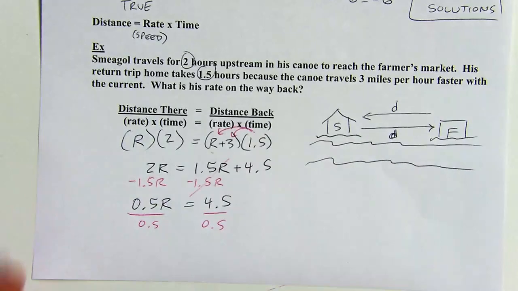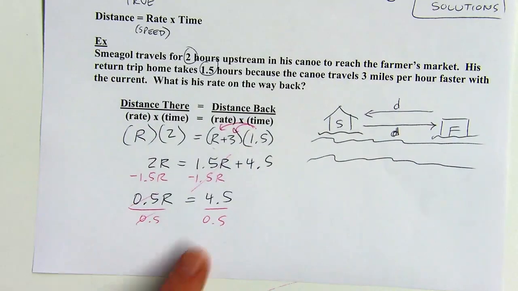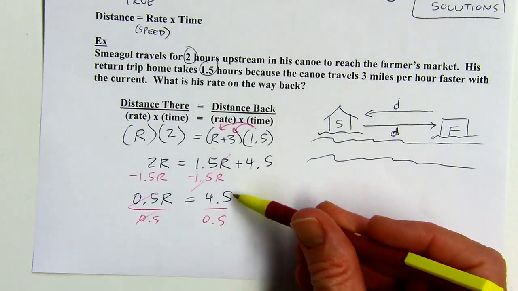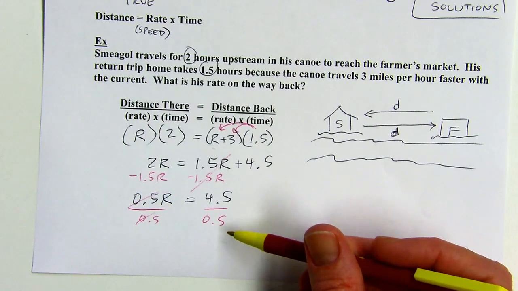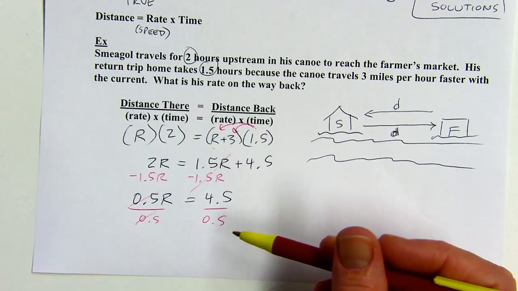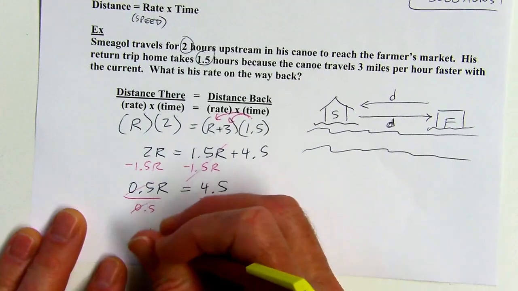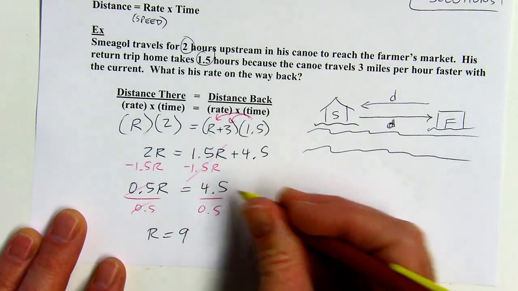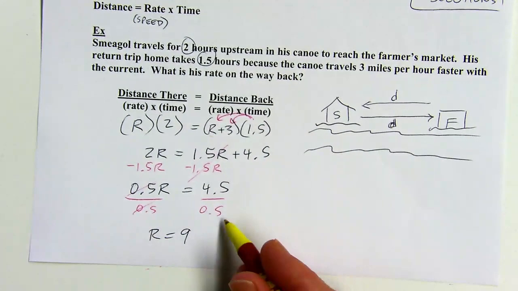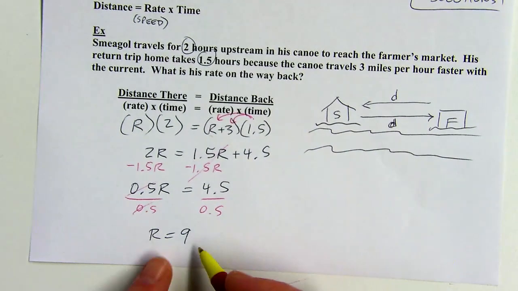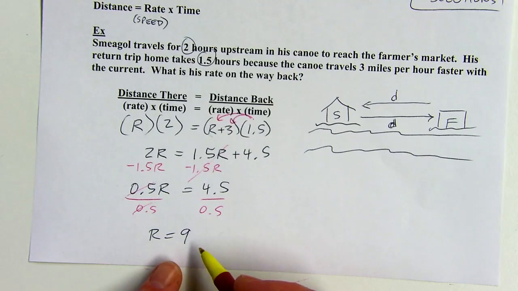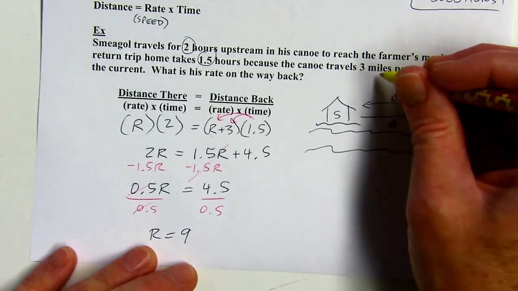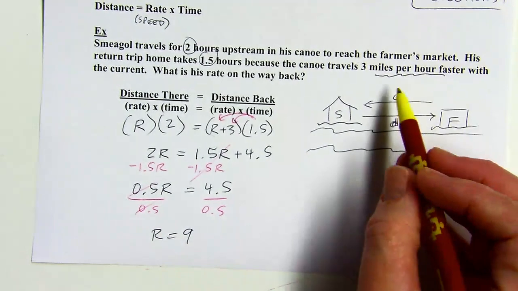Okay, those will cancel. And you can put those into a calculator, but what we're doing here is dividing by 1/2. And dividing by 1/2 is the same as multiplying by 2. So I think you'll find if you put that into a calculator, 4.5 divided by 0.5, it's going to equal 9. Okay. Now this is the speed. So we're talking about miles per hour here because if you look in the problem, that's the units we're using for speed.